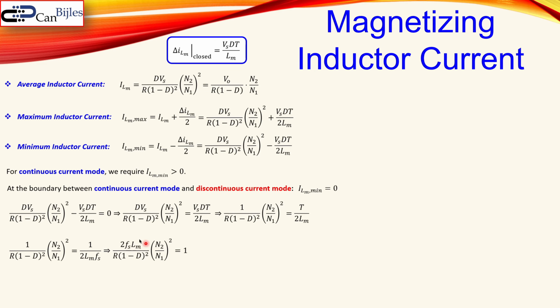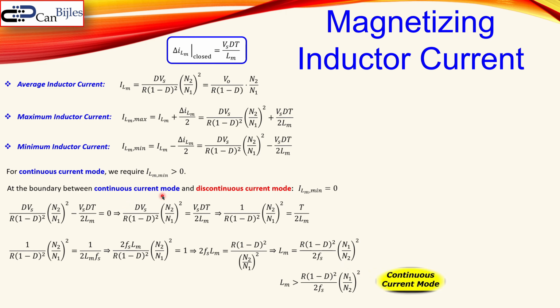And now I would like to have an expression of Lm. I'm almost there. So 2 times the switching frequency times the Lm is equal to 1 times this, divided by this one, which is actually shown here. I can flip this, that's actually shown here, and also divide by the 2 times the switching frequency. That's all shown here. So this is an important formula, because we need to have our Lm larger than this value, which is also shown here, in order to stay in the continuous current mode.